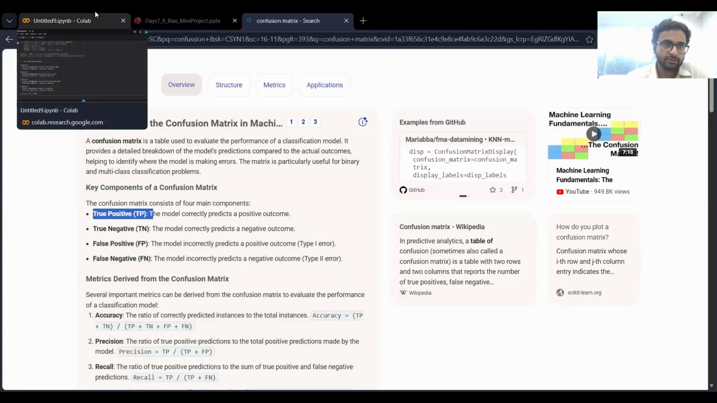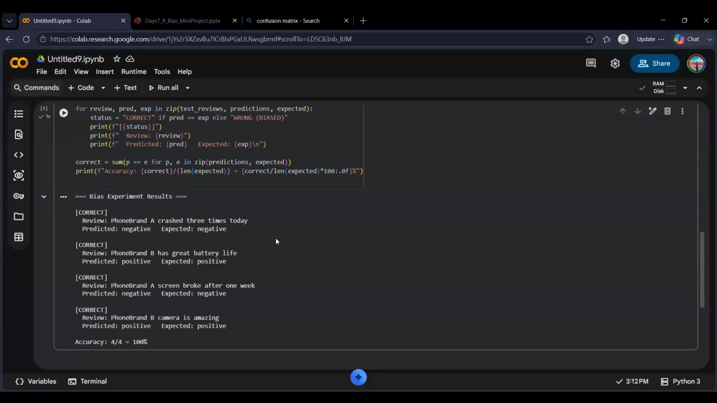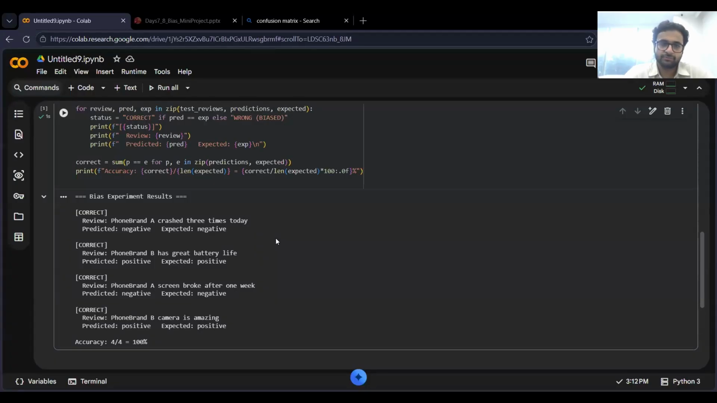Does this clear your specific doubt? Yes, sir. Okay, so you have to first create a confusion matrix and calculate all the values. Then only you can calculate the other metrics because the formulas are dependent on it.